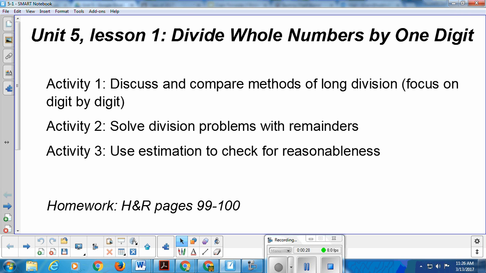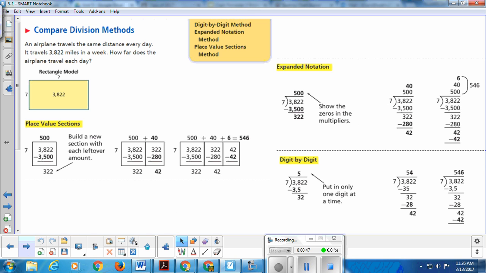So we're only going to be doing activity 1 tonight. Tomorrow in class, we will have activity 2 and 3 put together for in-class purposes. But tonight we're going to discuss and compare the different methods of long division. That is going to be the kind of overarching process.